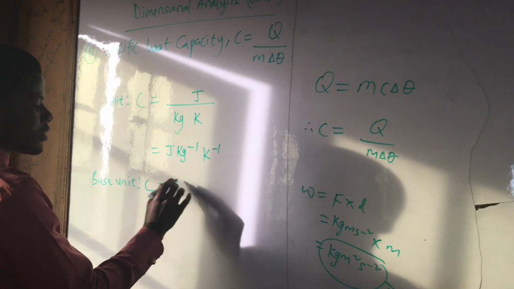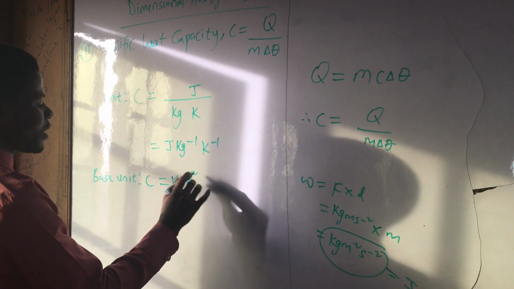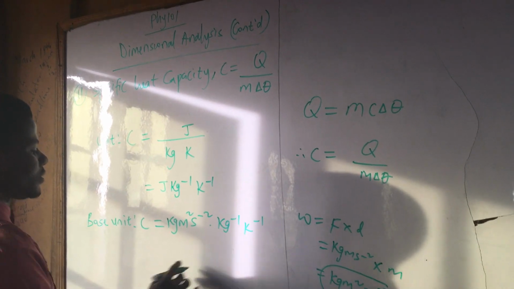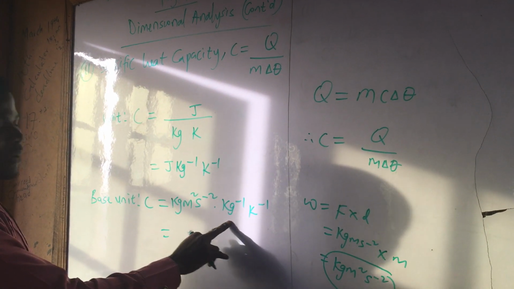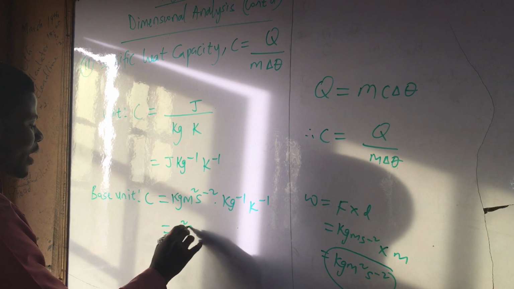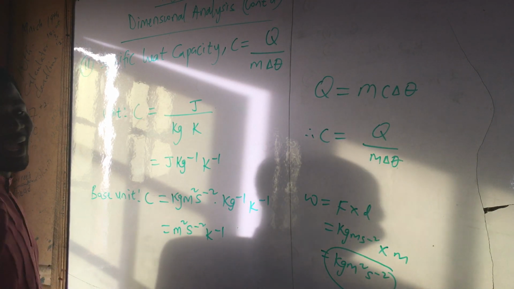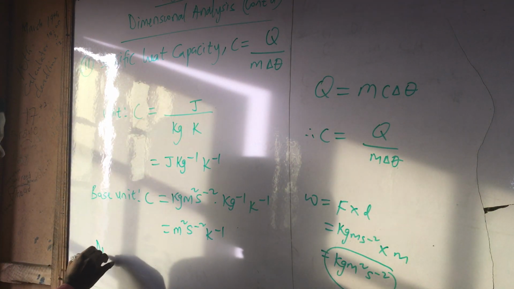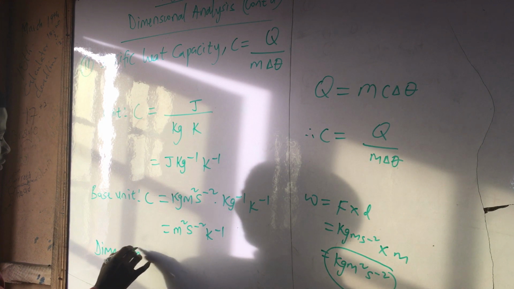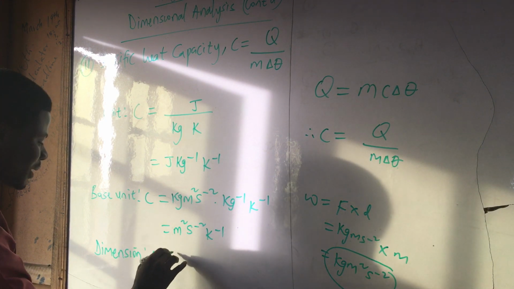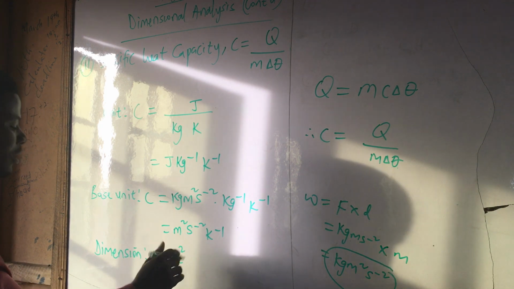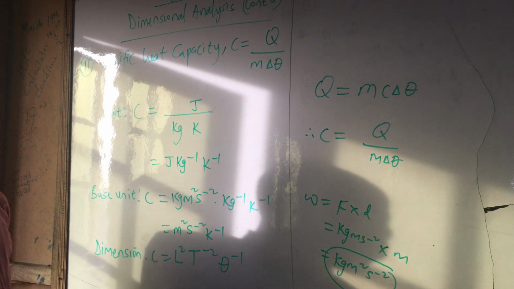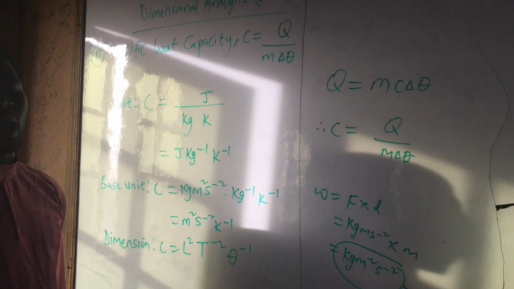So we have kilogram meter square per second square for J. Then we have per kilogram per Kelvin. Kilogram and per kilogram cancel out. So we are left with meter square per second square per Kelvin. Right? So this is the base unit of specific heat capacity. Then for the dimension, we turn the base unit to dimension. Dimension of meter is capital letter L, then you square it. Dimension of seconds is capital letter T, to the power minus 2. Temperature is theta. So that becomes the dimension of specific heat capacity: L²T⁻²θ⁻¹.